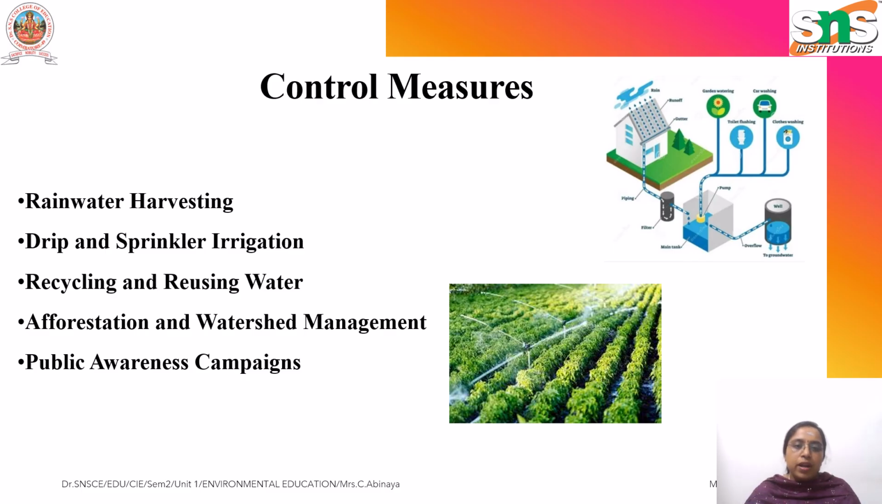Afforestation and watershed management. So planting trees helps increase rainfall, reduce the runoff and recharge the groundwater. Watershed management includes protecting the rivers, lakes and surrounding lands so they can store and filter water naturally. So it prevents soil erosion, promotes balanced water flow and maintains eco-hydrology.